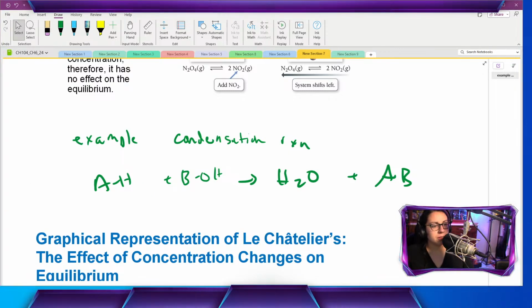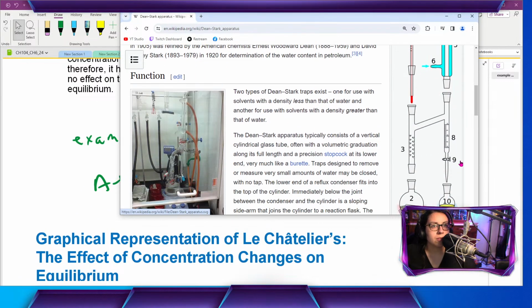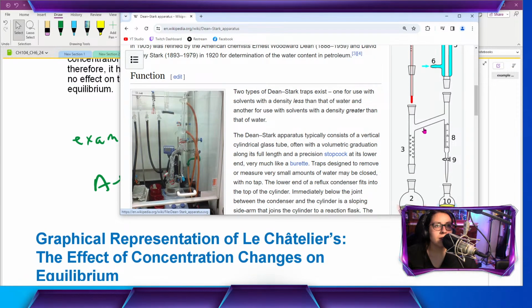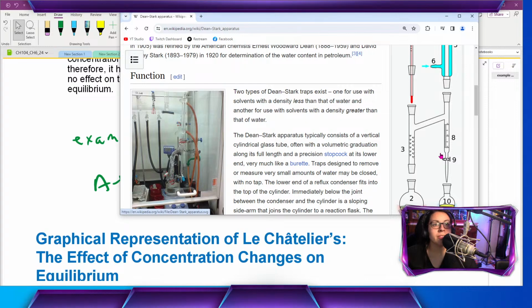And so sometimes to get this reaction to go, we have this apparatus called a Dean-Stark apparatus. Let me show you what this looks like. The Dean-Stark part is over here. You would have your reaction here. You'd be boiling it, so it'd be heating and refluxing. That would mean some vapors would travel this way. And then you have your water here to condense those vapors back down. And then your reaction starts collecting liquid over here.